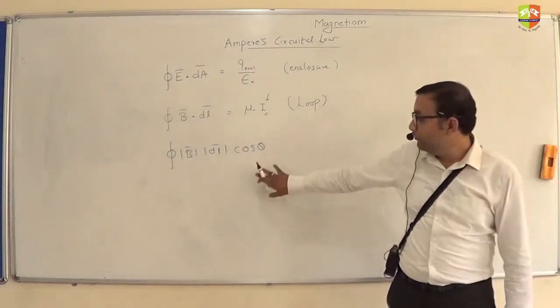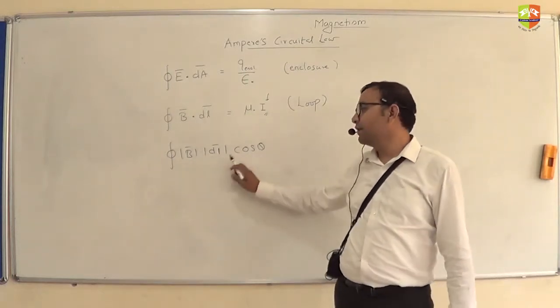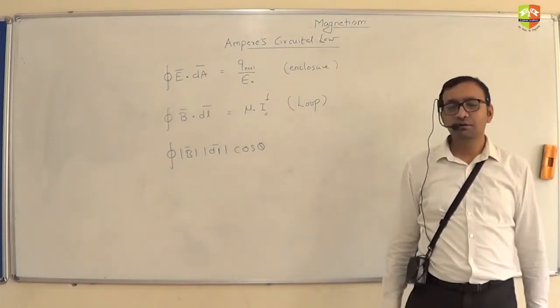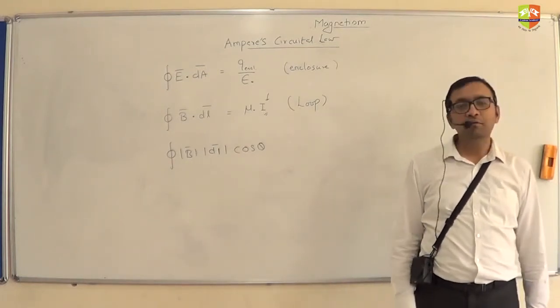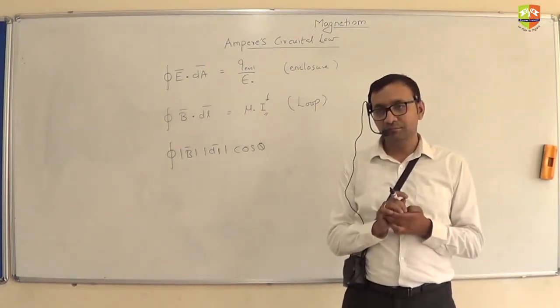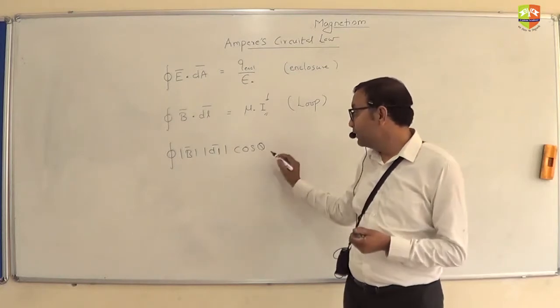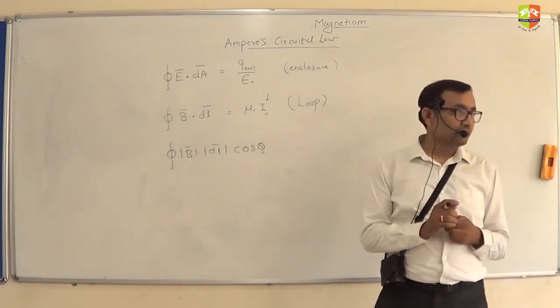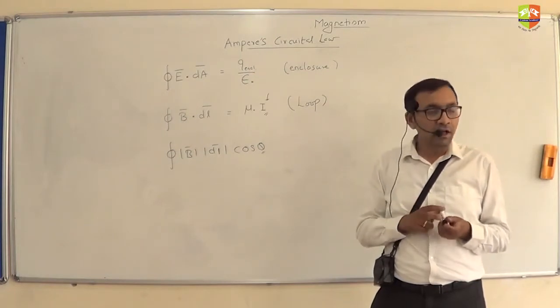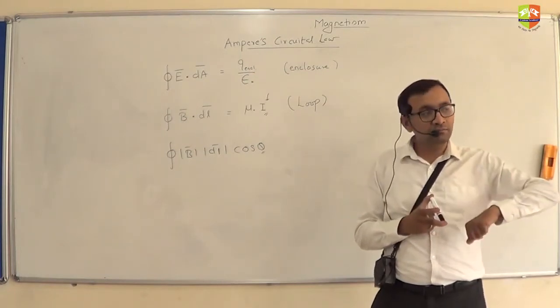But the problem with integrating the left hand side is there are three variables, B, L and theta. So it's not a straightforward integral. In fact, you will not be able to integrate for unsymmetrical cases. Okay? So when you integrate, you must know what is theta. Otherwise, how can you integrate if theta is not known to you? Alright? And when theta will be known?